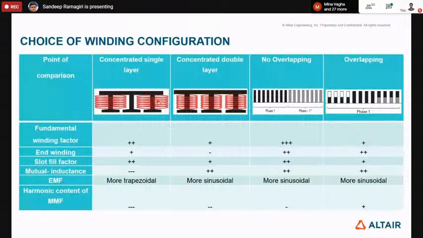And then choosing the winding configuration. So here I have compared the concentrated winding, the concentrated double layer winding, and no overlap. No overlap is basically like one particular phase going into the slot, and overlap is basically like two particular phases going into one slot. And you can see here, I have compared on the right side the fundamental winding factor.